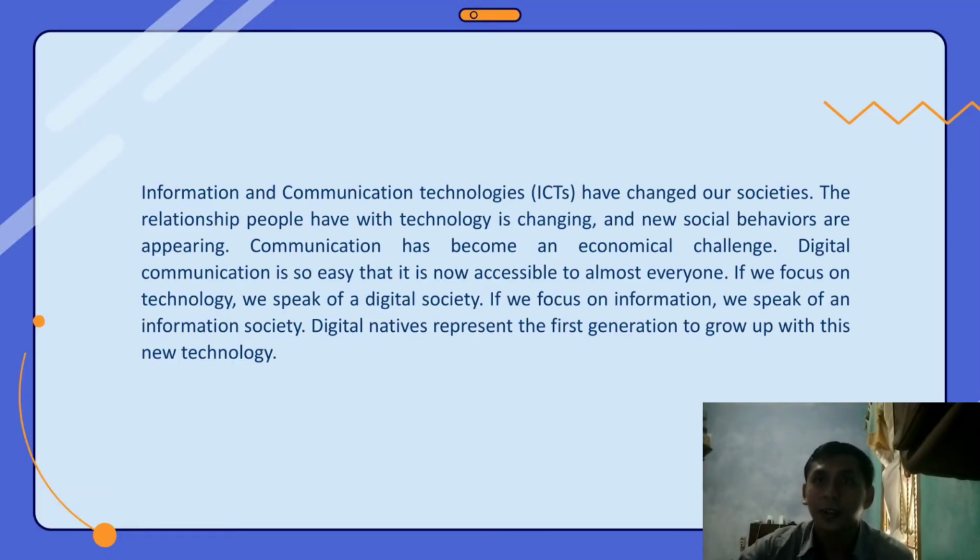Information and communication technology, ICTs, have changed our societies. The relationship people have with technology is changing, and new social behaviors are appearing. Communication has become an economical challenge. Digital communication is so easy that it is now accessible to almost everyone. If we focus on technology, we speak of a digital society. If we focus on information, we speak of an information society.